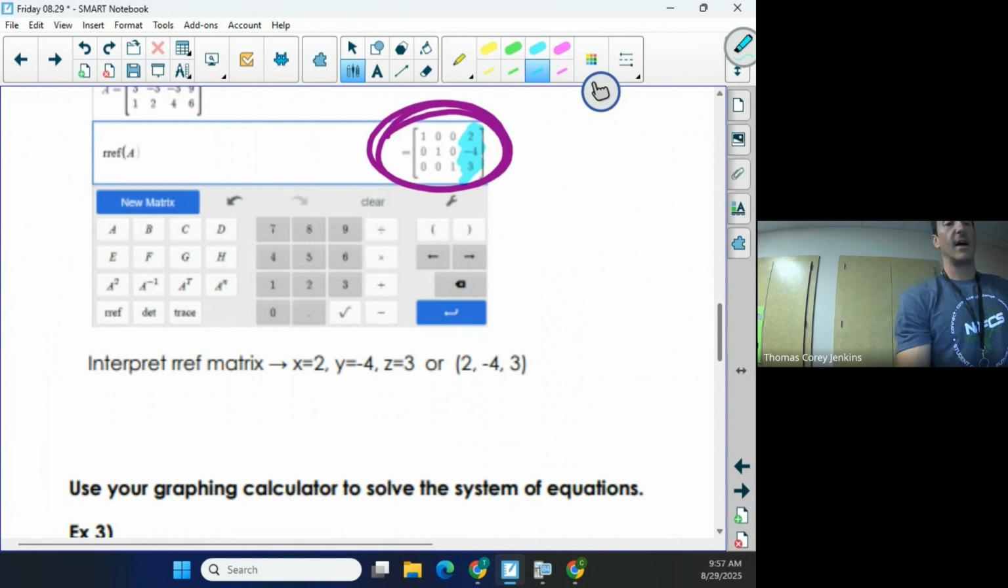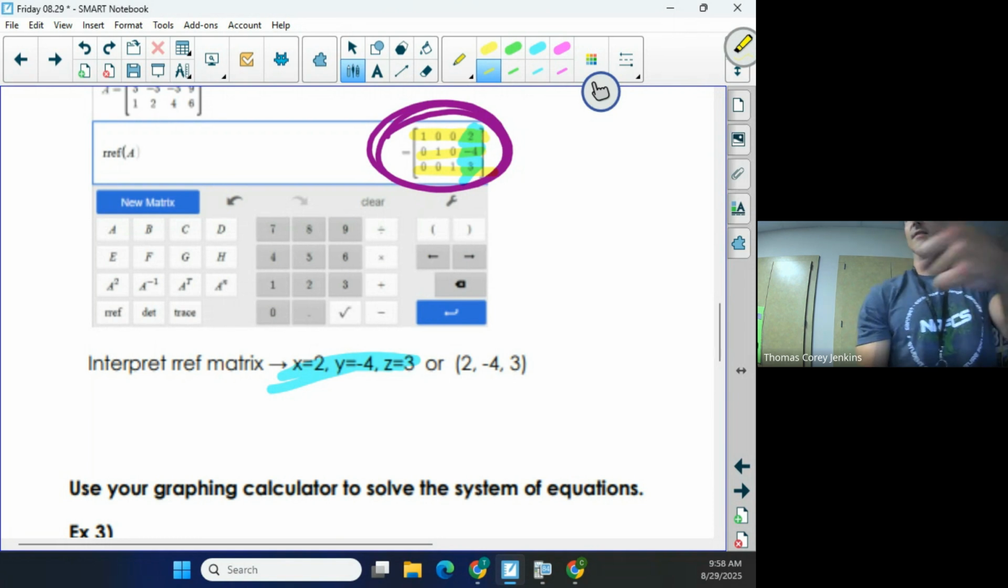So if you look underneath here, that means X is 2, Y is -4, Z is 3. So, literally, if I take this very literally, what this top row says is 1X plus 0Y plus 0Z equals 2. More simply, X equals 2, right? This one says Y equals -4, and this one says Z equals 3.